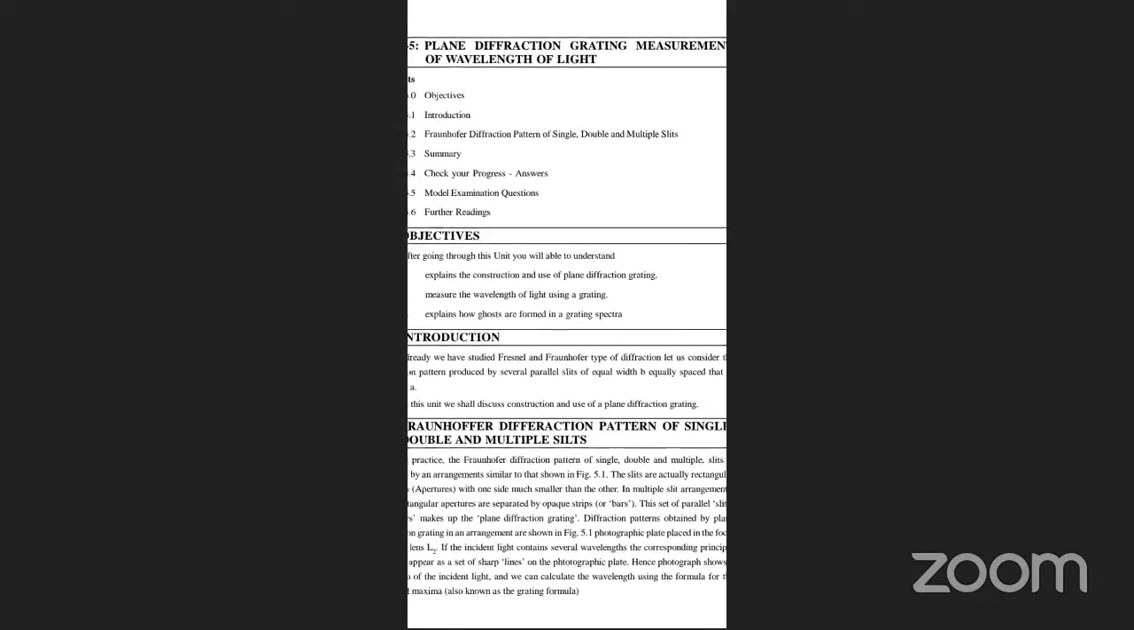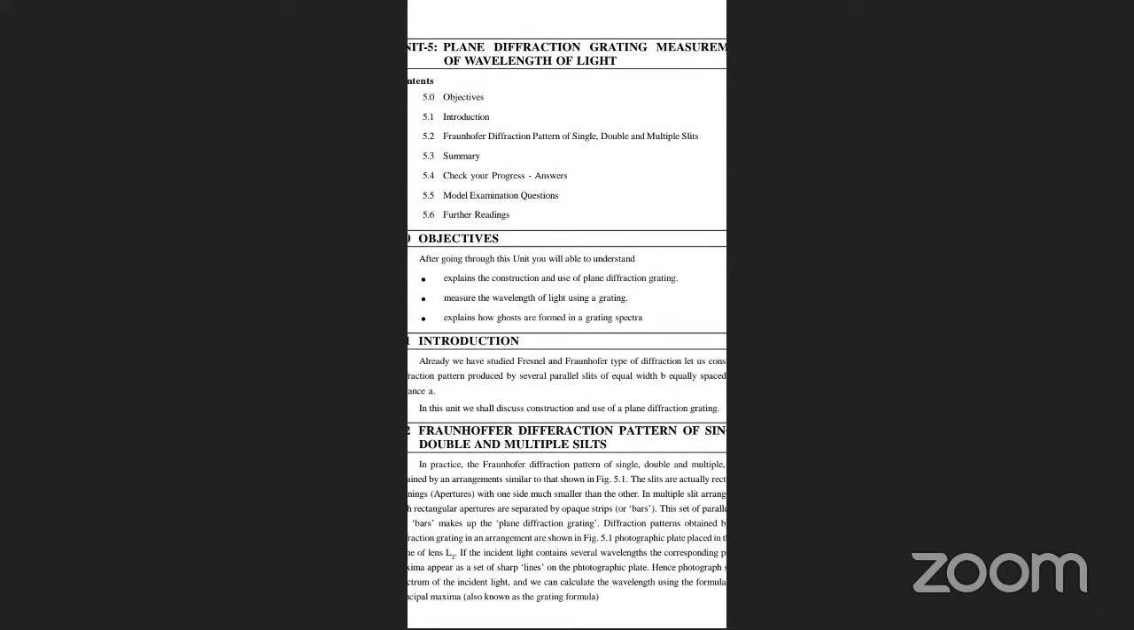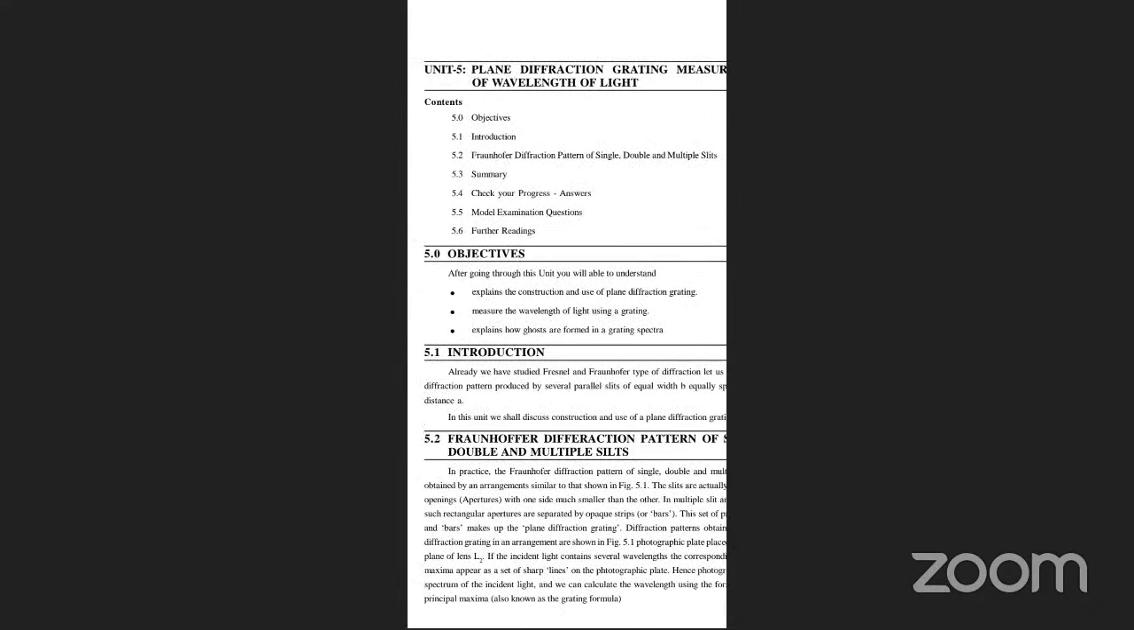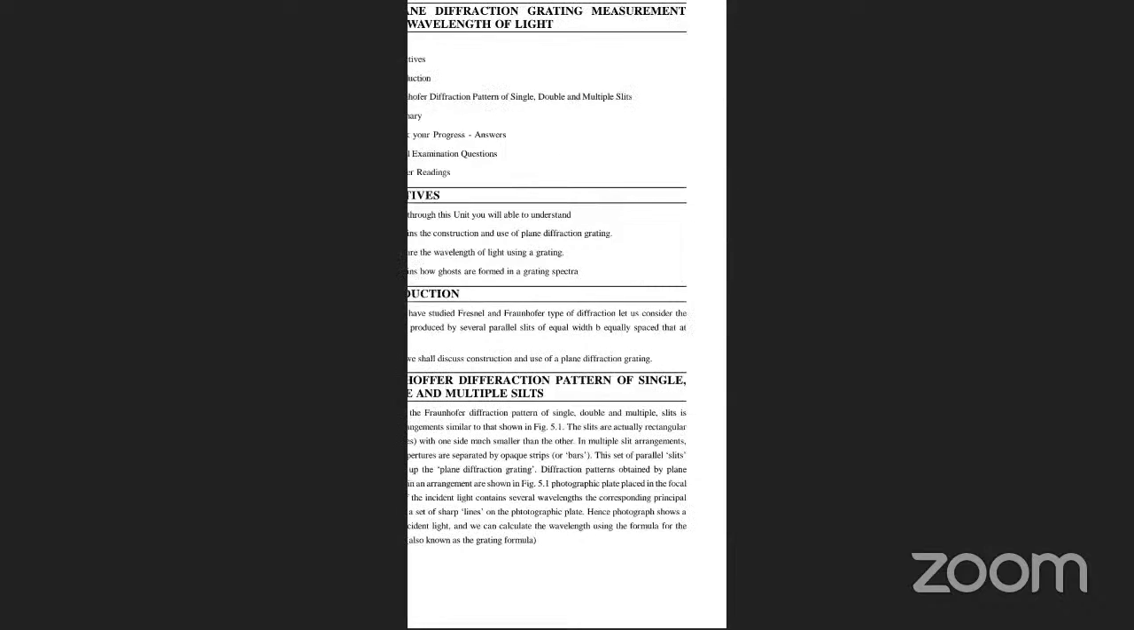So in this we will discuss Fresnel and Fraunhofer single and double modes. Introduction and Fraunhofer diffraction pattern of single, double and multiple slits. First, we have already studied Fresnel and Fraunhofer types of diffraction. Let us consider the diffraction pattern produced by several parallel slits of equal width separated by a distance a. We want to take single slit, double slit and multiple slits.